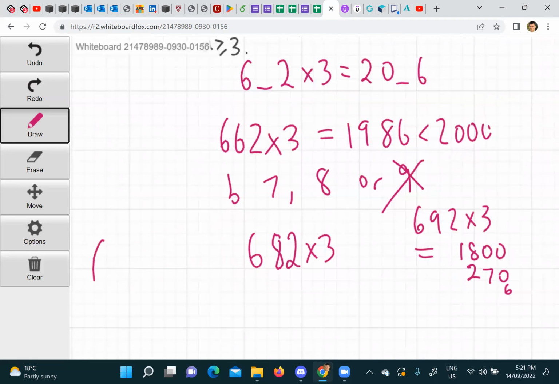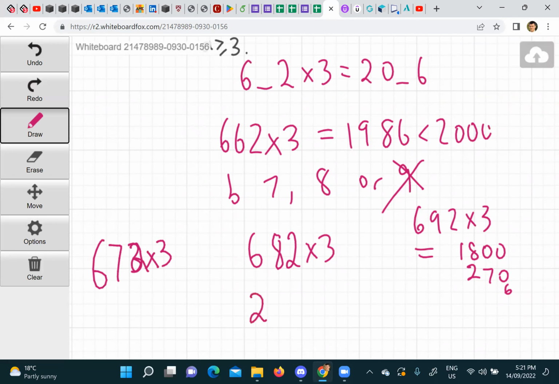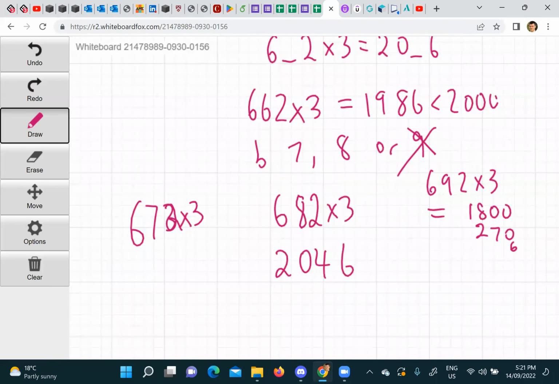So I'm looking for these 3 numbers, okay? 682 times 3 equals 2046. Okay, so it ends in a 6. And is that the answer? Yeah, I think I got an answer. It's 672, I think.